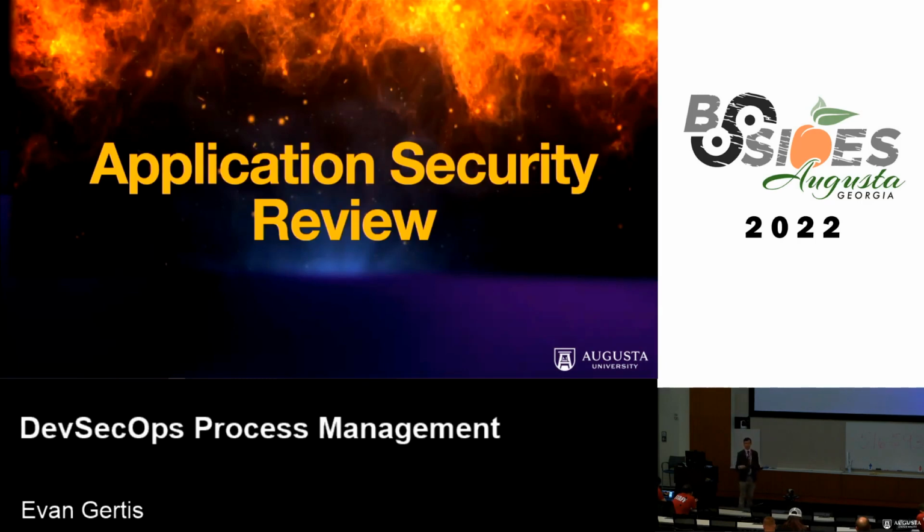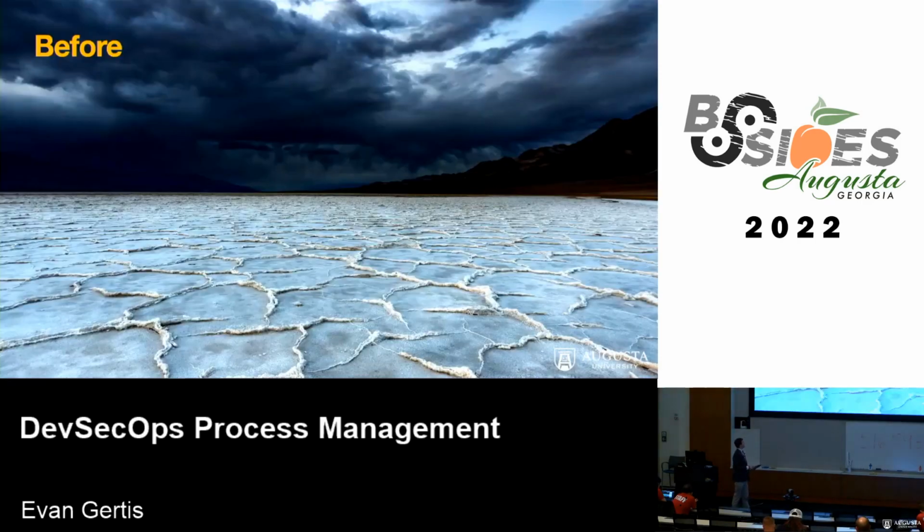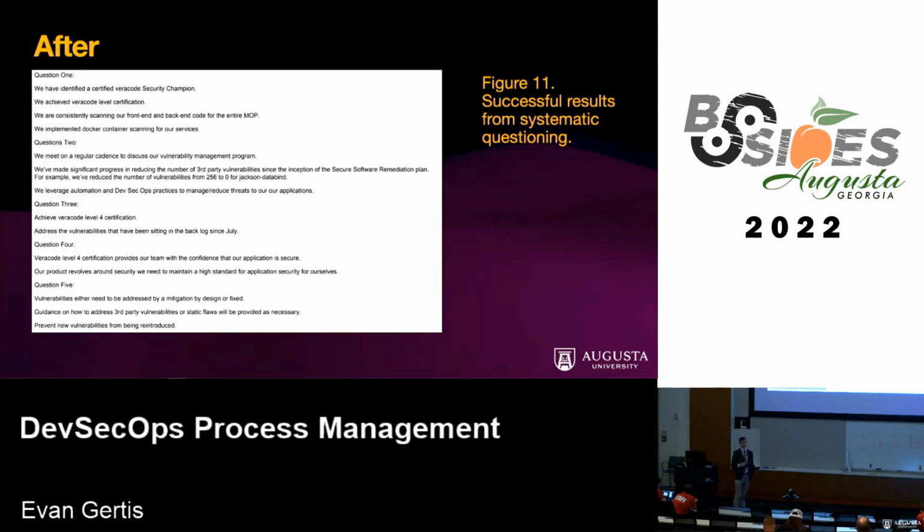Now we'll go over the application security review. Again, you can build a river in a desert. Here are the results from one of our application security reviews. We've identified a champion, we've moved into a new certification level, we're consistently scanning, and we implemented Docker container scanning. And as you can see here at the end, we're moving forward. We're actually going to fix things, and we're going to provide guidance on the third-party vulnerabilities that need to be fixed, and we're going to prevent those new vulnerabilities from being introduced.